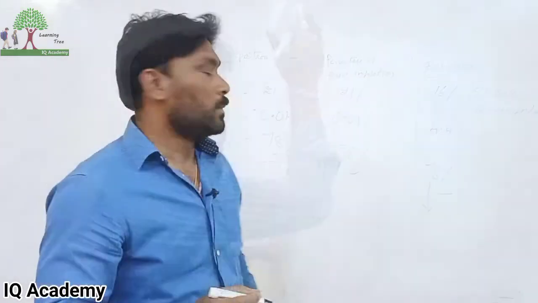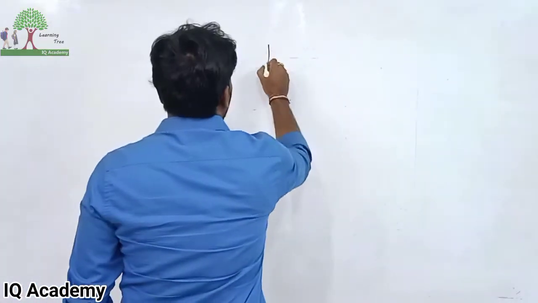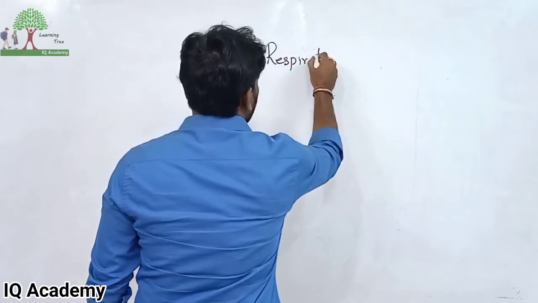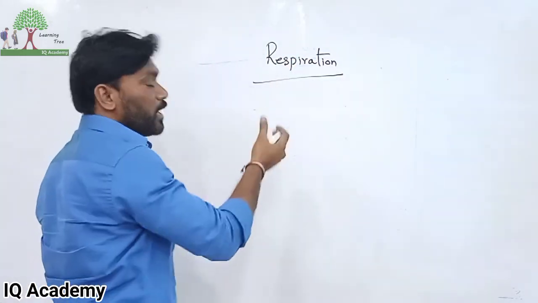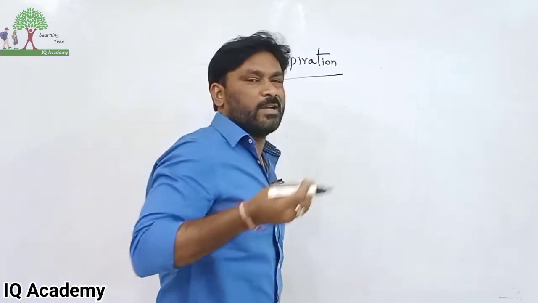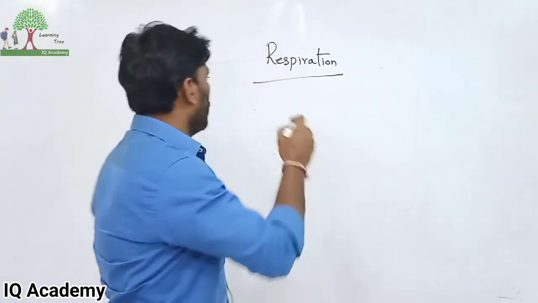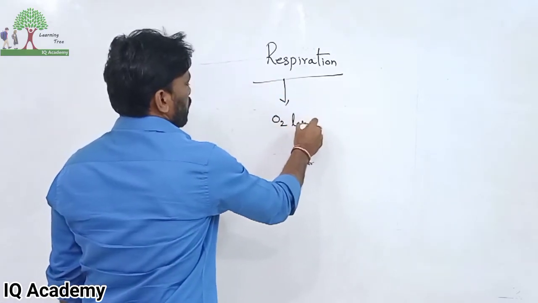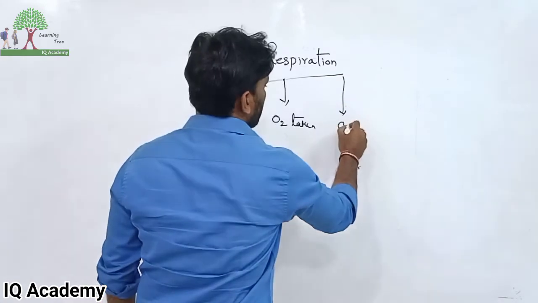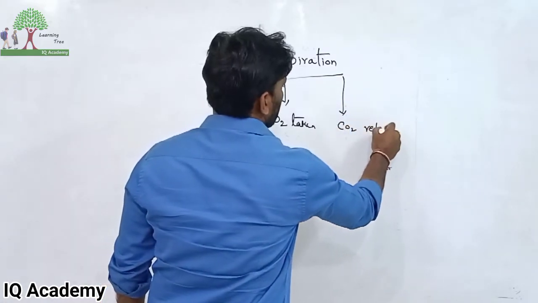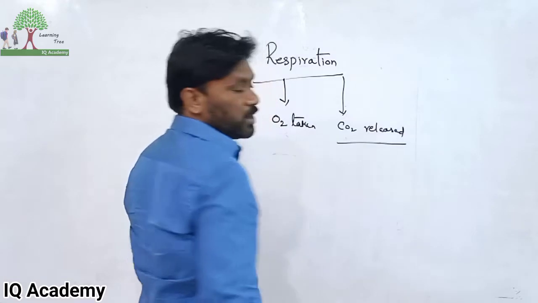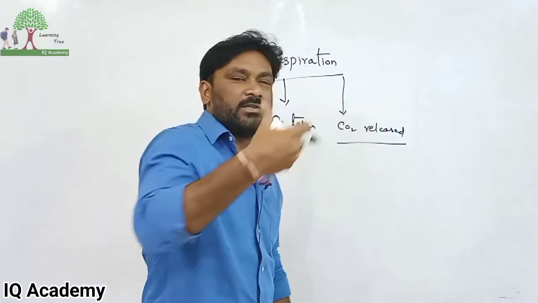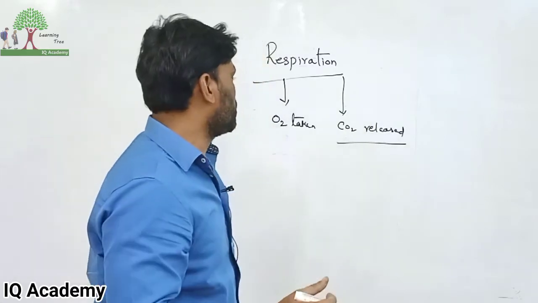Okay, this is another topic. So I am discussing respiration. We can define respiration. It is a biochemical process where oxygen is taken in and carbon dioxide is released. So here cellular respiration takes place in our body, where the exchange of gases takes place in the cells. It is called cellular respiration.